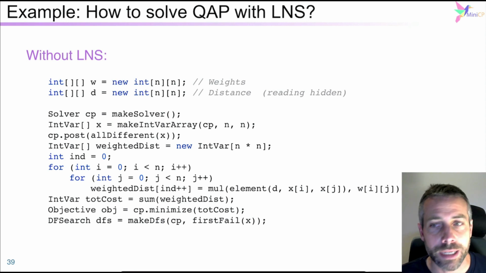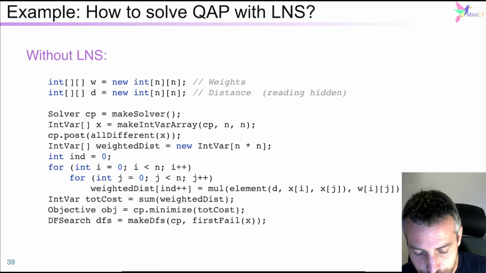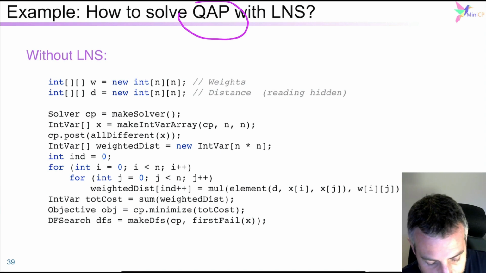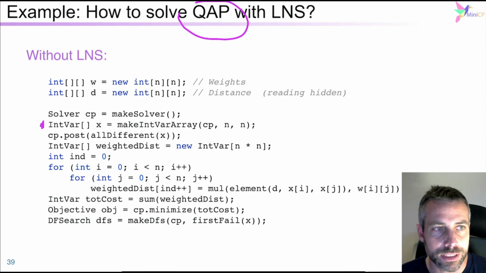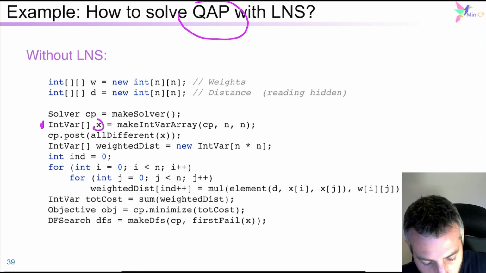Let's study one problem and how to adapt it using large neighborhood search. The problem that we will explore is the quadratic assignment problem that we have already seen in the previous lectures. Again, in this problem, you have only one vector of decision variables. That's also the same for the TSP. For instance, you have an array X of decision variables, and in that problem, you only have the all-different constraint.